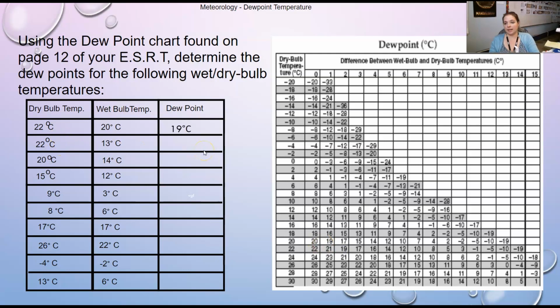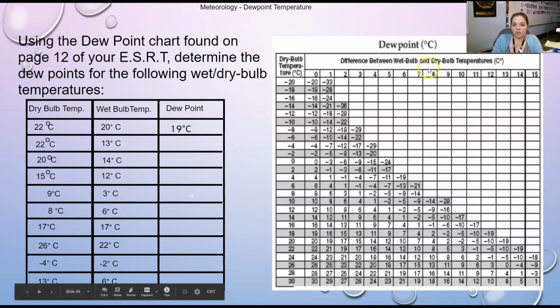How about 22 and 13? I need a calculator because my brain doesn't work that fast. 22 minus 13 is 9. So I'm going to have that 9 right there, and I'm going to pull it all the way down to the 22 mark, and I've got 5 degrees.